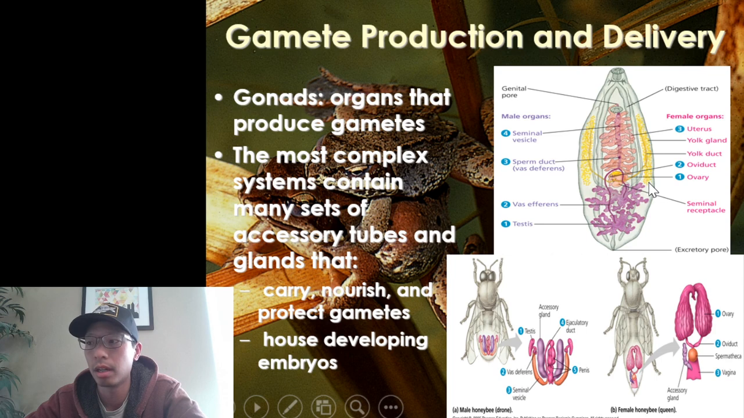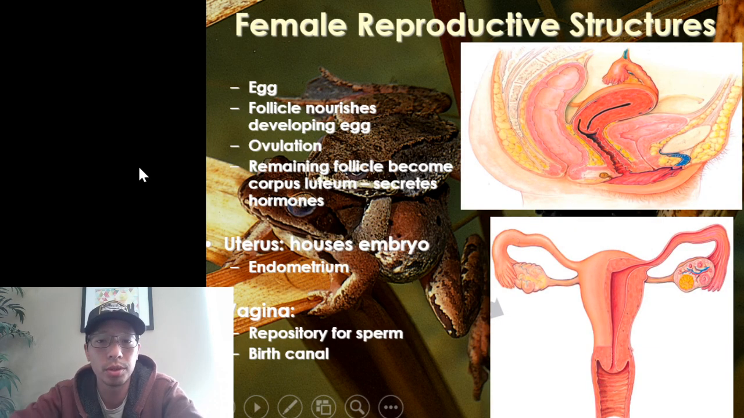In some cases, the gonads are also going to house the developing embryos. And by this, I don't necessarily mean the actual ovary, but the structures associated with the ovary, like the uterus, which is going to house and provide a place for the offspring to grow. And that's really what we're going to talk about today.